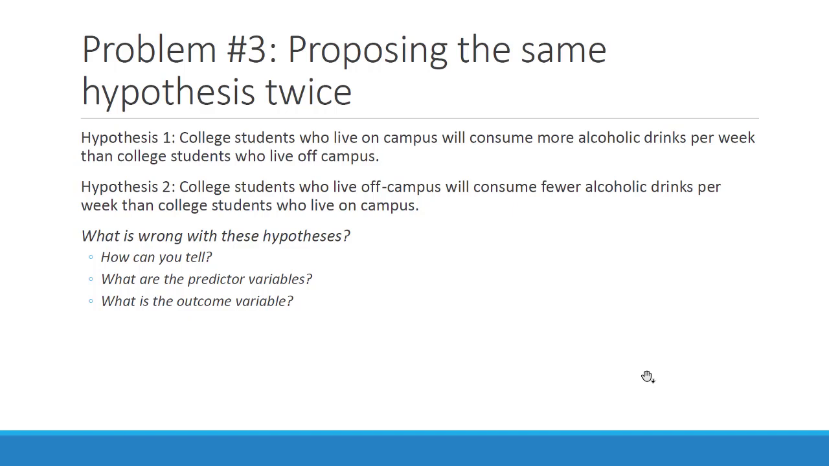What are the predictor variables in this case? Think about that for a moment. So the predictor variable is living either on campus or off campus. So living situation. What is the outcome variable? Think about that for a second. So the outcome variable is alcoholic drinks per week consumed.